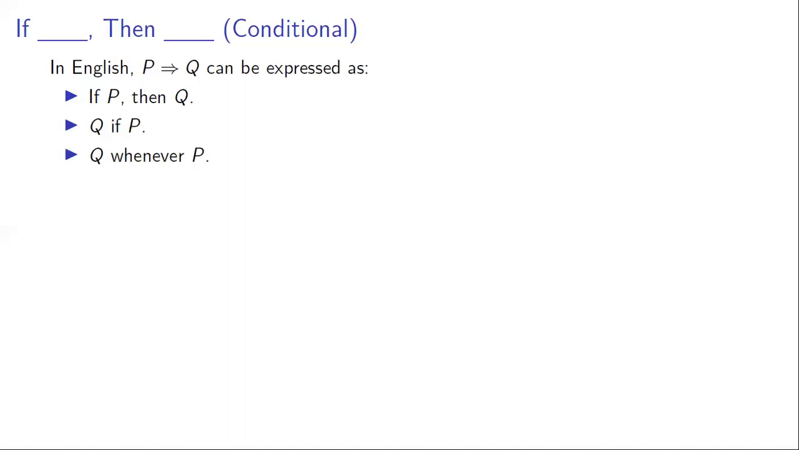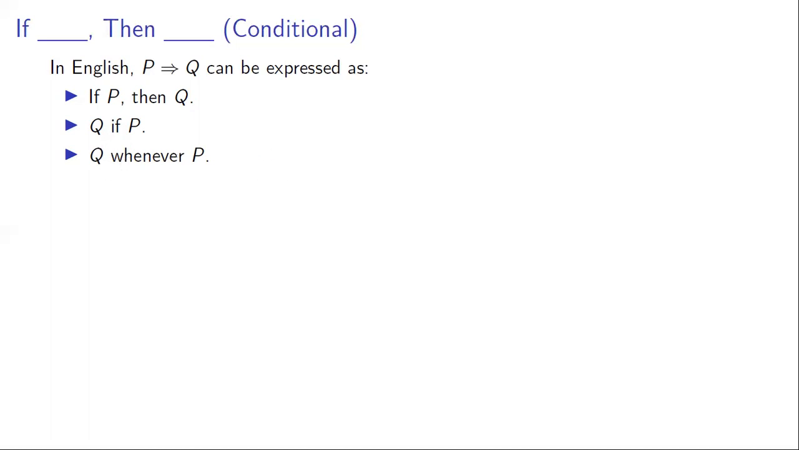Here's another way to say it. Q whenever P. So what does that mean? That means whenever P happens, Q must also happen. That's what if P then Q means. Remember, what does if P then Q mean? It's a promise that whenever P happens, then Q happens. So what this is saying is whenever P happens, Q must happen.